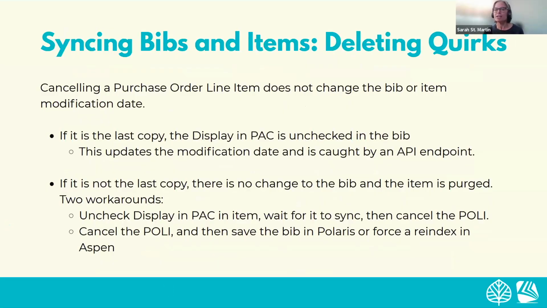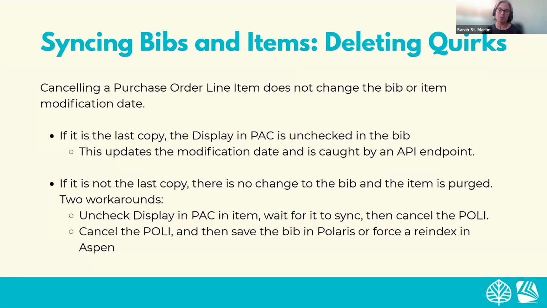So there's a few deleting quirks for syncing bibs and items. The first one is when you're canceling a purchase order line item in Polaris, it doesn't change the bib or item modification date, and that's what most of the APIs are using to update and sync with Aspen. So if it's the last copy, and you cancel the purchase order line item, that display in PAC is unchecked in the bib. The item is completely gone, but the display in PAC is unchecked.